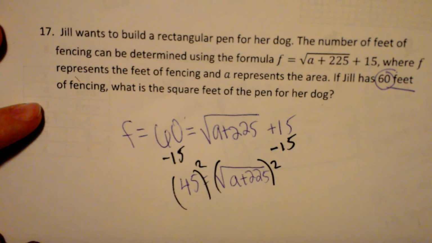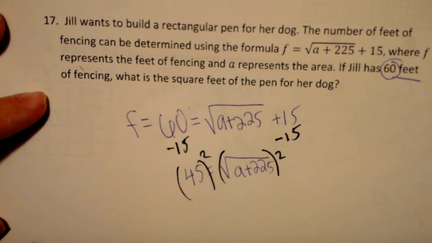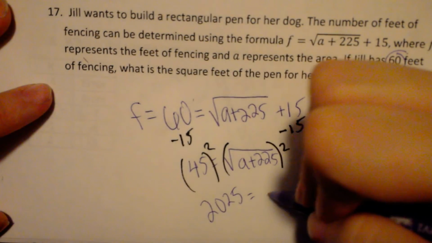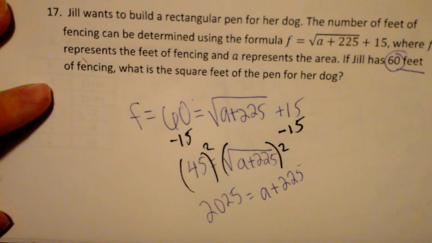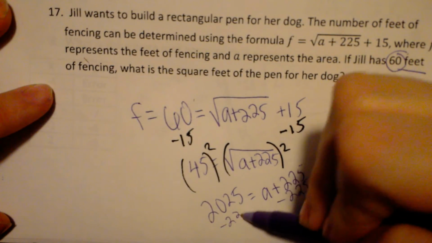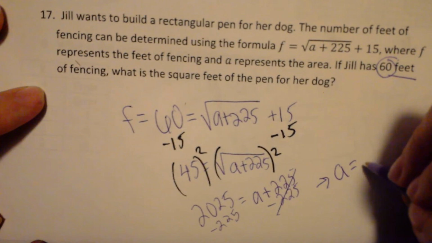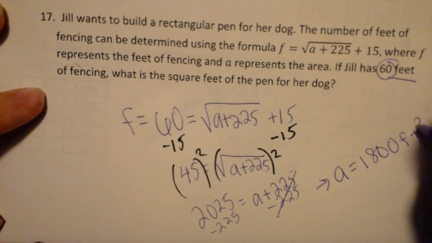And I'm going to put in the calculator 45 squared. That's going to be a rather large number. 2,025. So to get to A, I'm going to subtract 225. So it gives me A is 1,800 square feet.